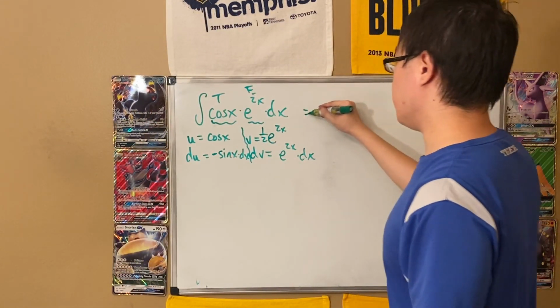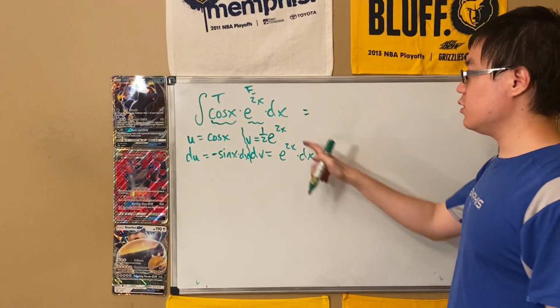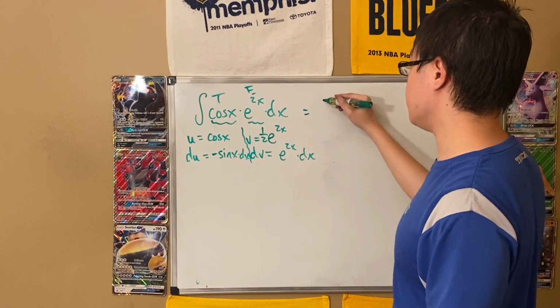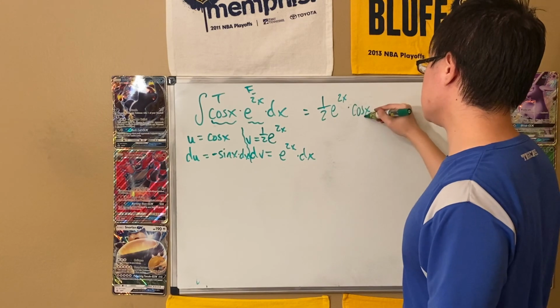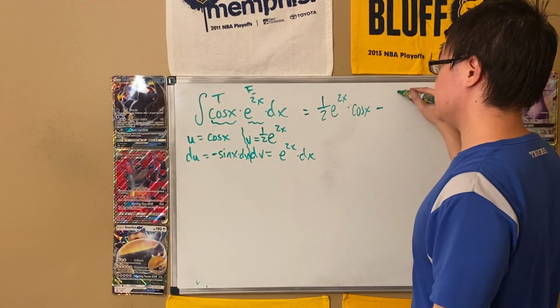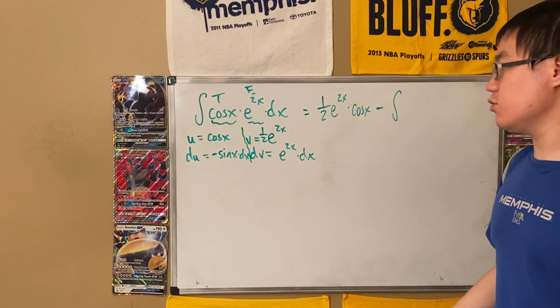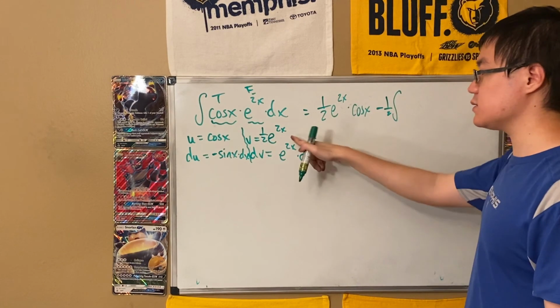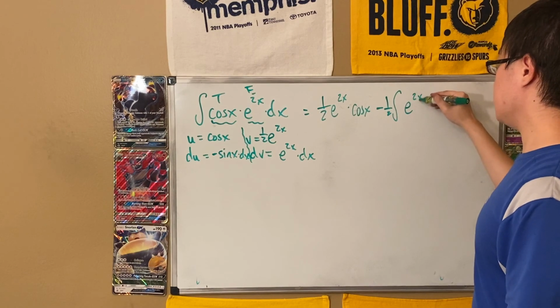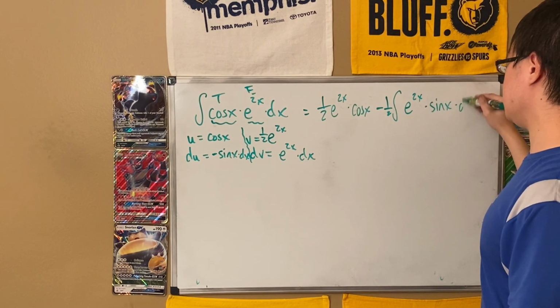So now let's write this answer. It looks like when we do u times v minus v du, it'll be this times this, it'll be 1/2 e to the 2x times cosine of x. And then the formula is minus the integral of v du. So the v du is going to be 1/2. I always like to take out my constants. E to the 2x times sine of x dx.